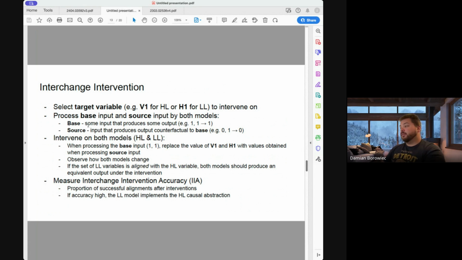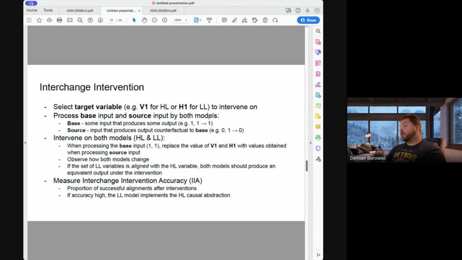The base input would be some input that produces some output. For example, the two input variables would be 1 and 1, and we would expect the high-level model to produce 1. We also would expect the low-level model to do the same. And then we produce an input that produces an output that is counterfactual to base. The simplest input we could figure out for this one is 0, 1. So we know that this would produce 0, which is counterfactual to 1.